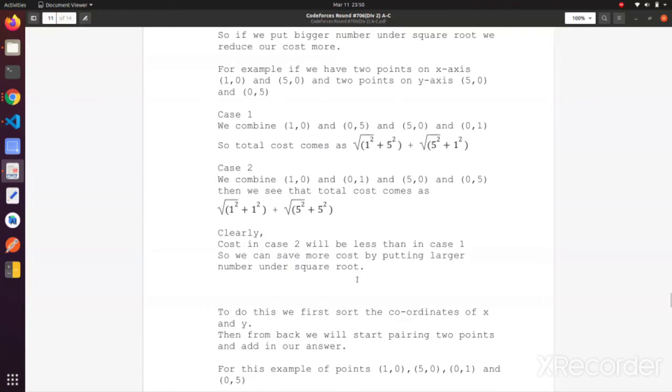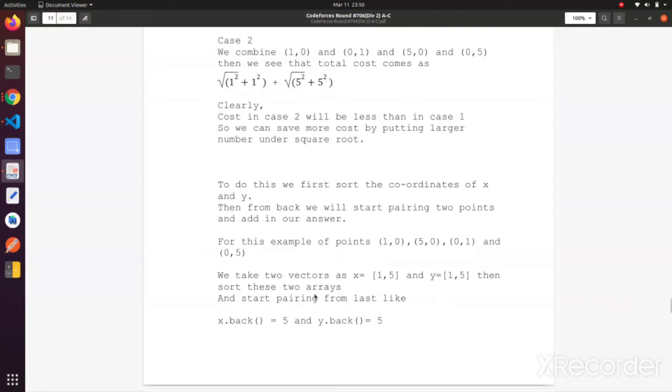So clearly the cost in case 2 will be less than in case 1. So we can save more cost by putting larger numbers under the square root. To achieve this, as our problem size is 10 to the power 5, we can sort the elements and give the solution in n log n time complexity.